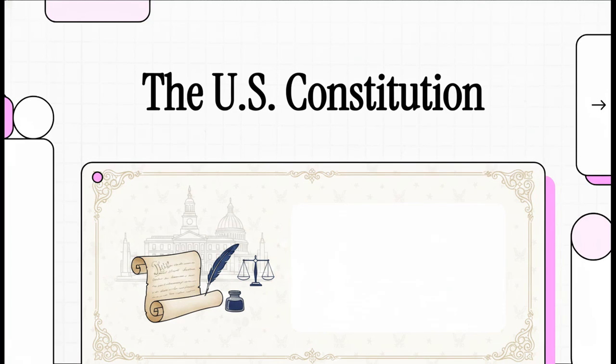Hey everyone, welcome back. I'm so incredibly thrilled to have you here for today's explainer, because honestly, we are unpacking something truly extraordinary. We're looking at the ultimate rulebook for the United States, the U.S. Constitution. I mean, this is a document that literally shapes the daily lives of millions of people.